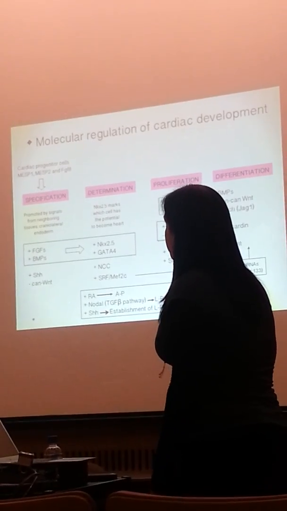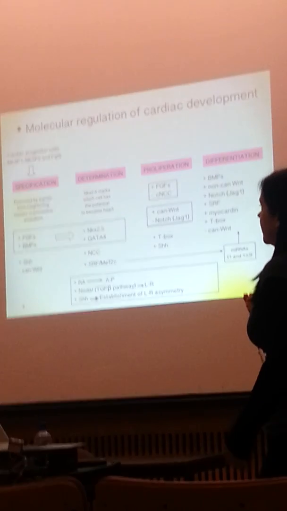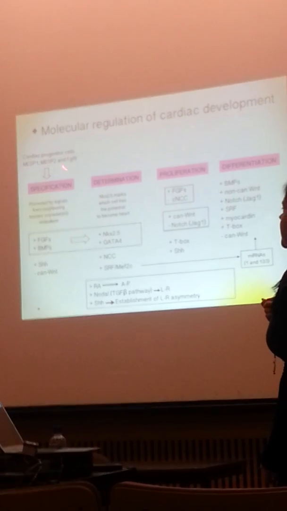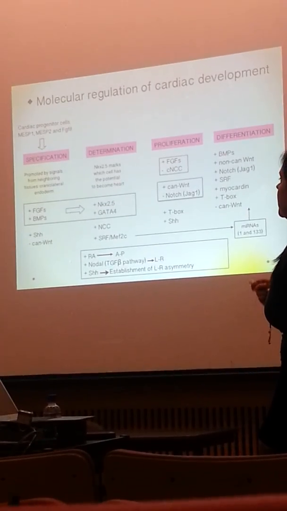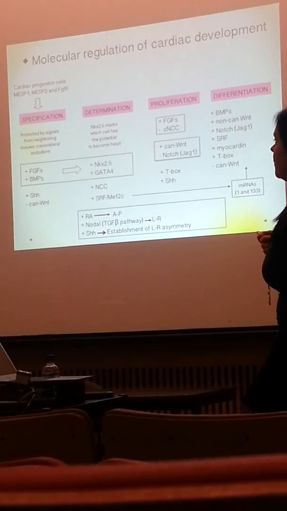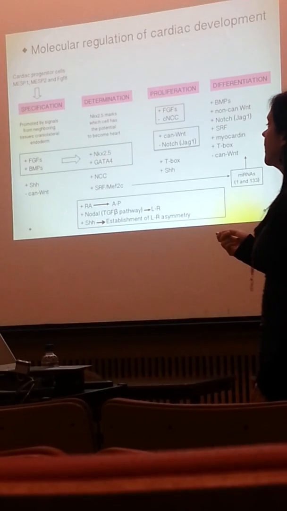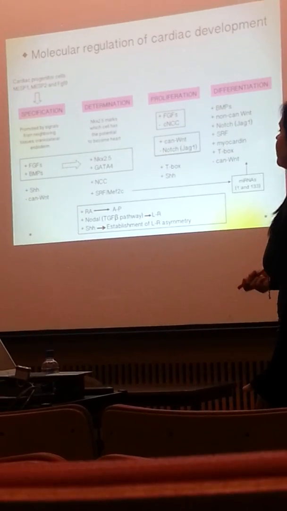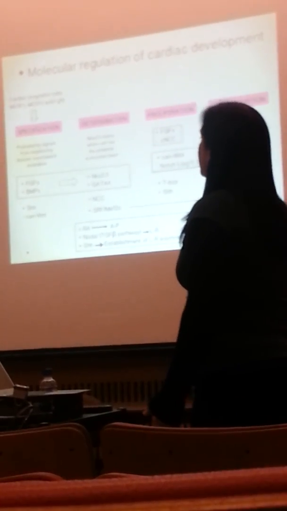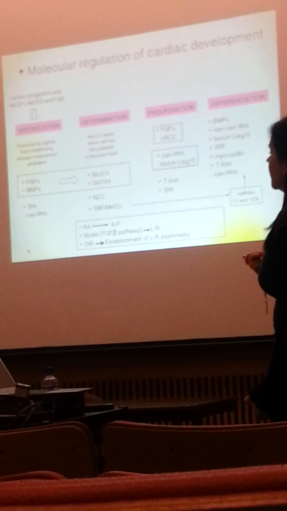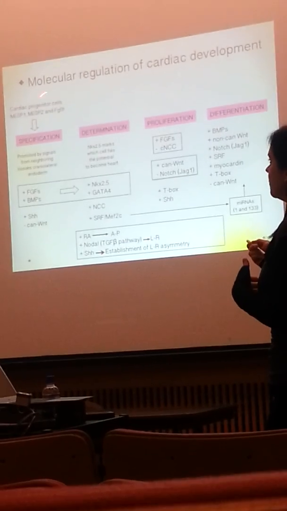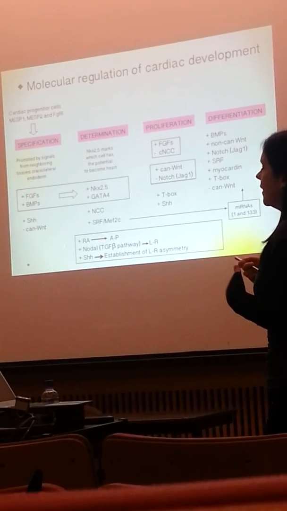In the case of the cardiac progenitor cells, there are some markers that are gene expressions: MESP1, MESP2, FGF8, and some others as well. The specification will happen and is promoted by signals from neighboring tissues. In the case of the heart, one of them is the endoderm. There are some signaling pathways like fibroblast growth factors, bone morphogenetic protein, sonic hedgehog, and canonical Wnt signaling. I put the plus. The plus means that this specification is positively regulated by fibroblast growth factors.